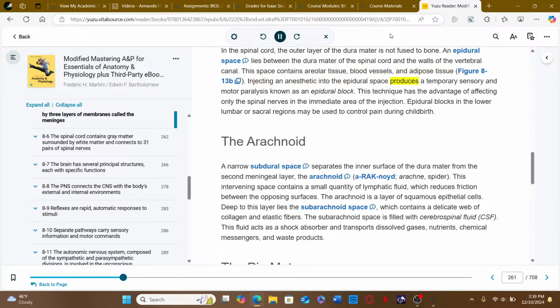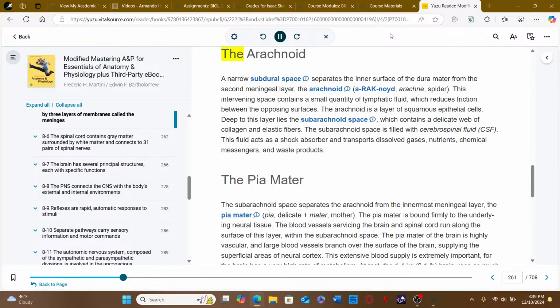Injecting an anesthetic into the epidural space produces a temporary sensory and motor paralysis known as an epidural block. This technique has the advantage of affecting only the spinal nerves in the immediate area of the injection. Epidural blocks in the lower lumbar or sacral regions may be used to control pain during childbirth.